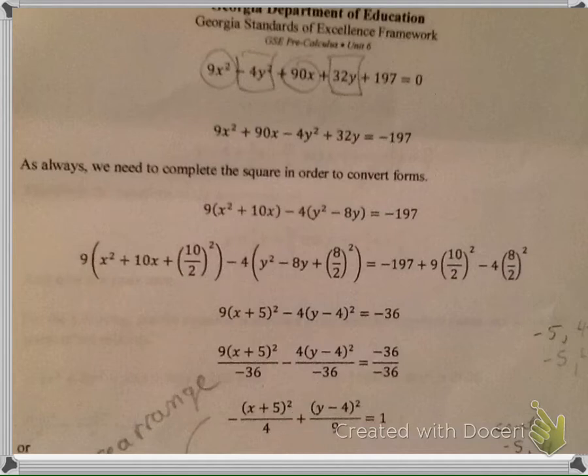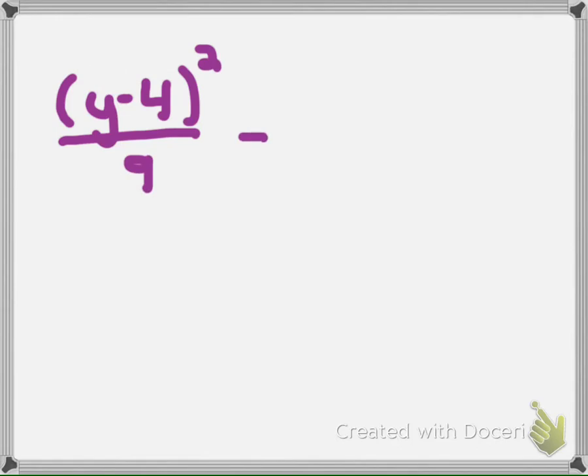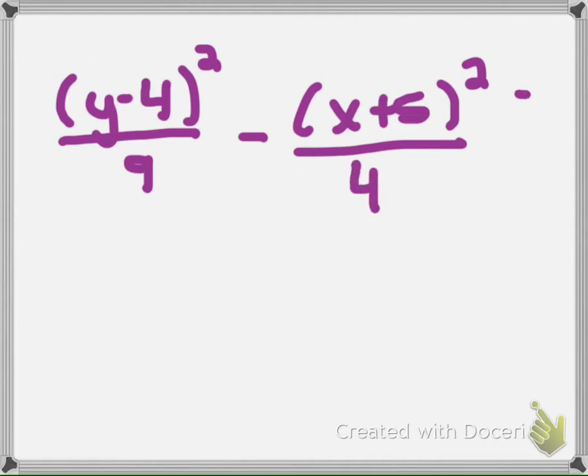Okay, so we're almost done. We have one more thing that we need to do, and that is to rearrange things. And so we're going to rearrange it so that it looks like y minus 4 squared over 9 minus the quantity x plus 5 squared over 4. So we'll write that. I'm going to go to a new page to do that. So that's going to give you the quantity y minus 4 squared over 9 minus x plus 5 squared over 4 equals 1.